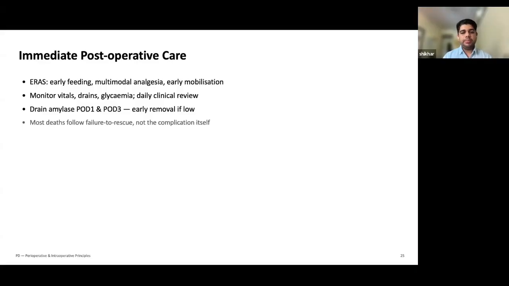And immediate post-operative care requires that we follow ERAS protocols, in which we go for early feeding, multimodal analgesia, and early mobilization. So POD1 can only be possible when you are doing your surgery minimally invasively. You have not given such a big incision, so early mobilization you can do, but ERAS is not completed when you have adopted open surgery. So better to just learn the minimally invasive technique.